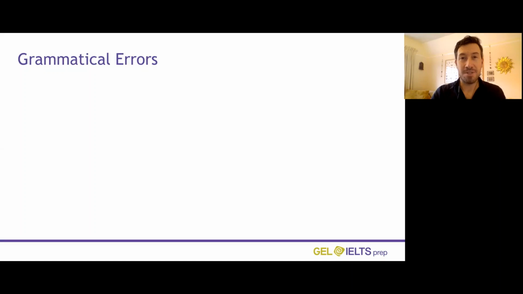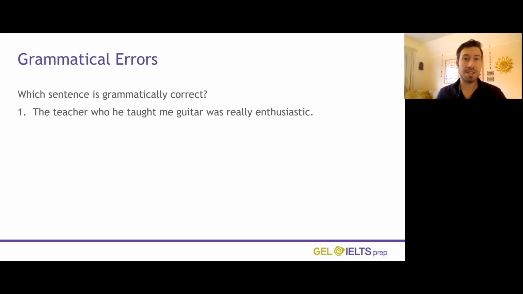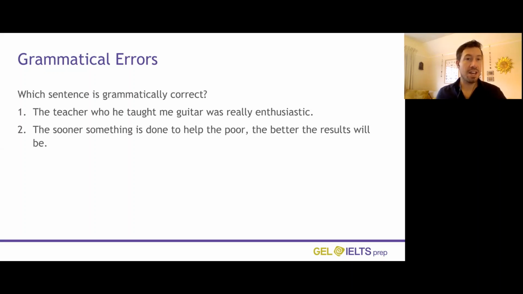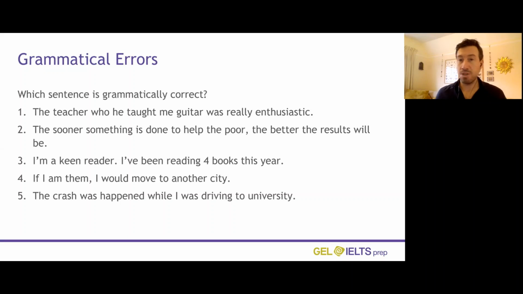So let's have a look at a few grammatical errors. Now, I want you to look at these sentences and say which is grammatically correct. So we've got: The teacher who taught me guitar was really enthusiastic. The sooner something is done to help the poor, the better the results will be. I'm a keen reader. I've been reading 4 books this year. If I am them, I would move to another city. The crash happened while I was driving to university. So look at the question below the video and see if you can choose the correct option, which is grammatically correct.